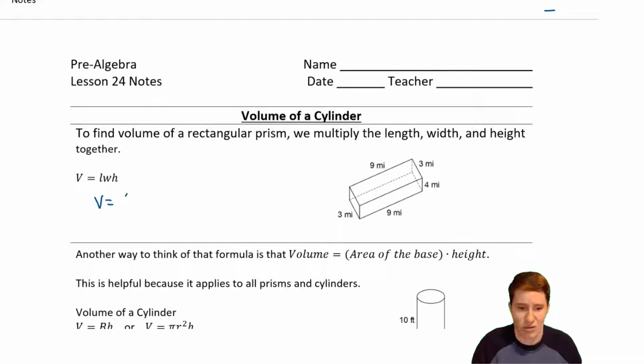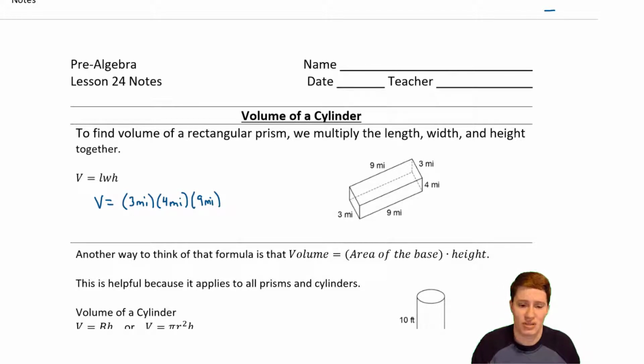We also could include miles, so 3 miles. This is a really big rectangular prism. If we're talking about miles, that's kind of crazy. I didn't think about that before I started this problem. So 3 miles times 4 miles times 9 miles would give us the volume.